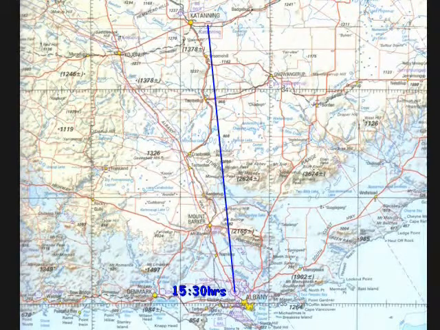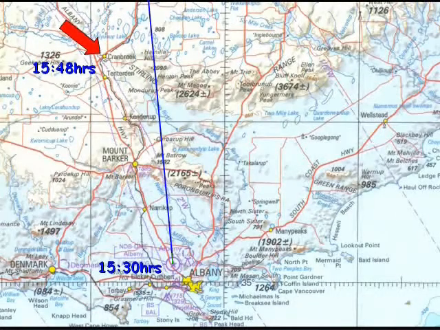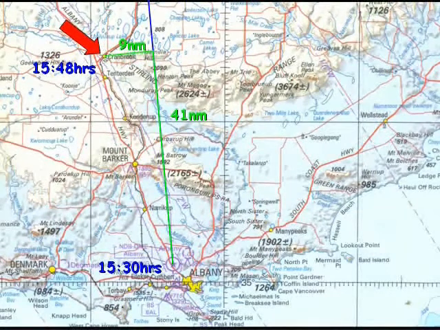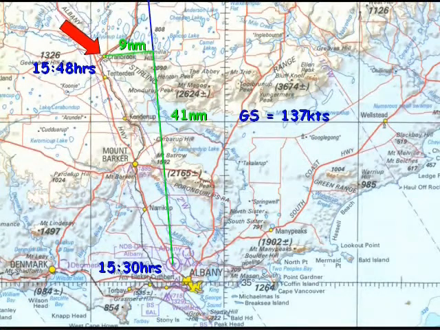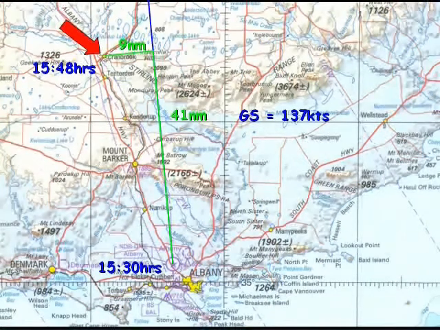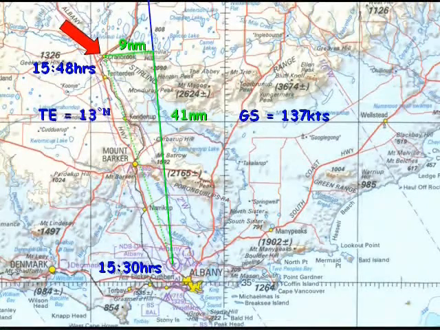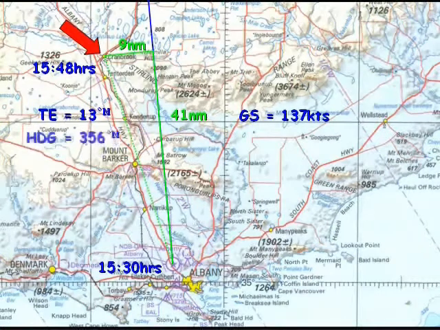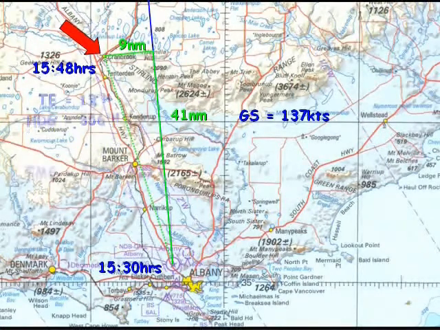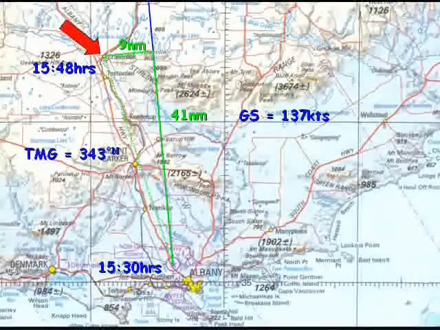At 15:48, we fixed our position at Cranbrook. With a quick measure, we can see that we've travelled 41 nautical miles and we're 9 nautical miles left of track. Referring to our whiz wheel, we can see that 41 miles in 18 minutes means our ground speed is 137 knots. And using the 1 in 60 rule, we can calculate that our track error is 13 degrees left. Since our heading is 356 degrees, our track made good is 343 degrees.